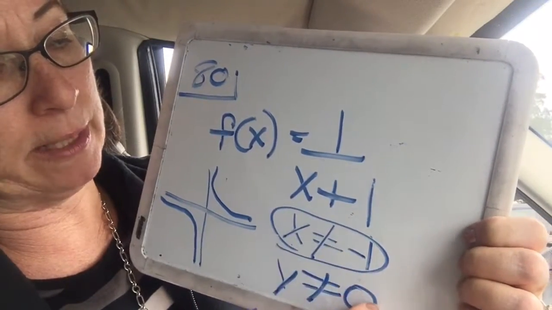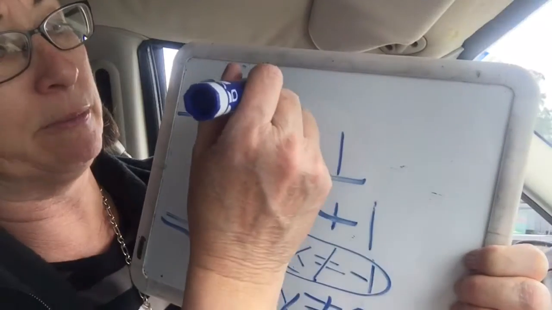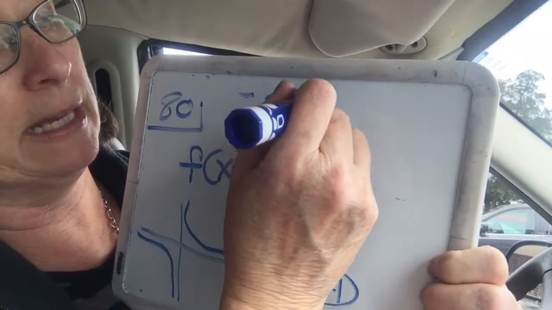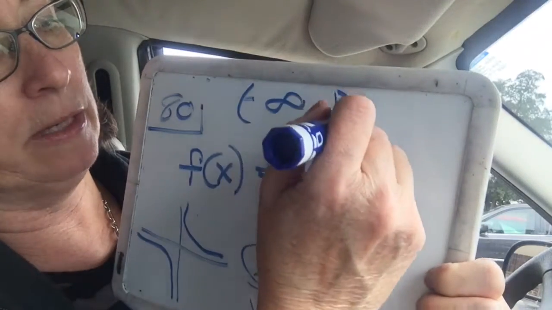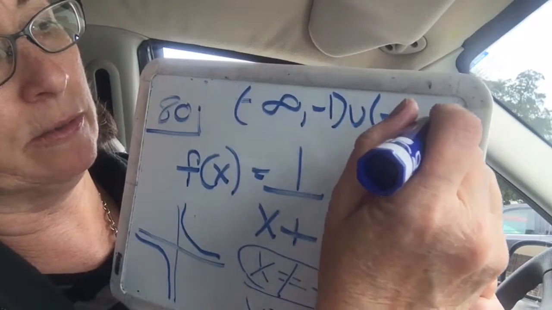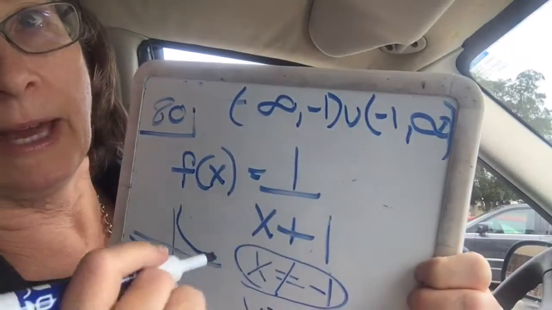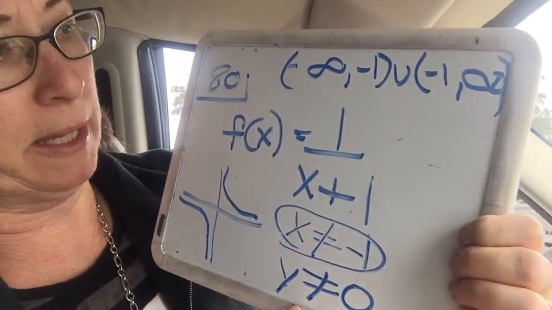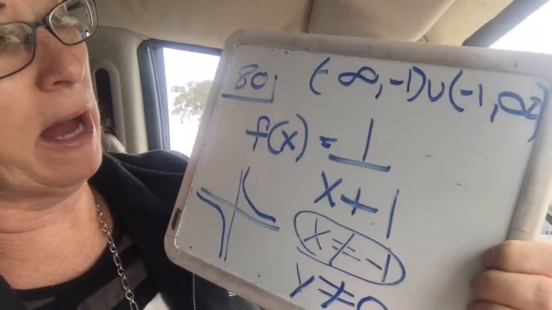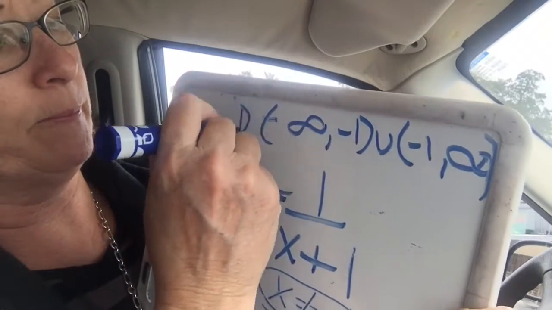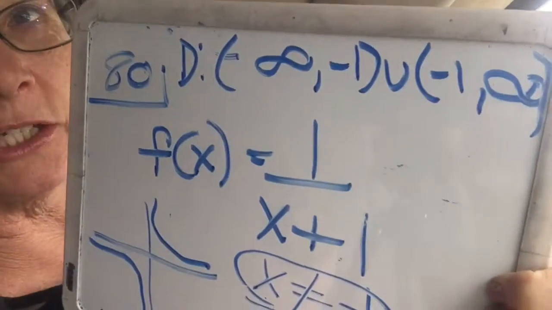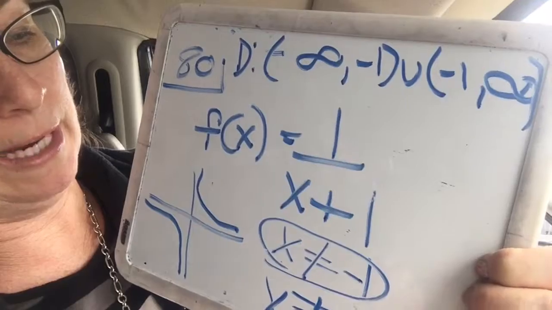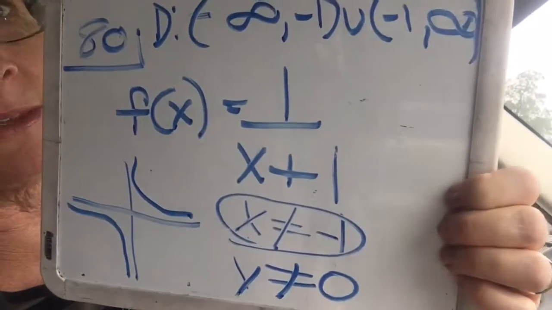The domain would be written as what? For the domain, we would say -infinity to -1 union -1 to infinity. Okay, so that's going to be your domain, and your range would be the same thing except it's going to have y. Remember, your interval notation does not have variables in it. So for our range, we would just do the same thing, but we would leave out the 0.